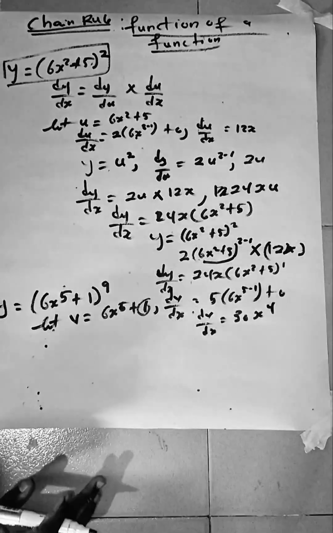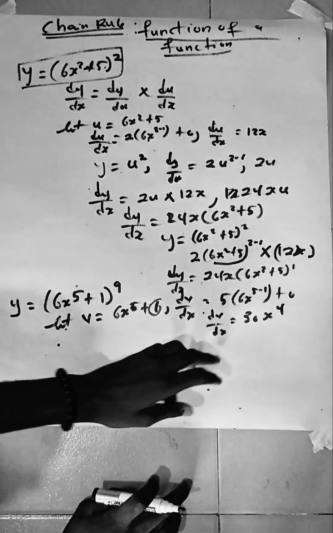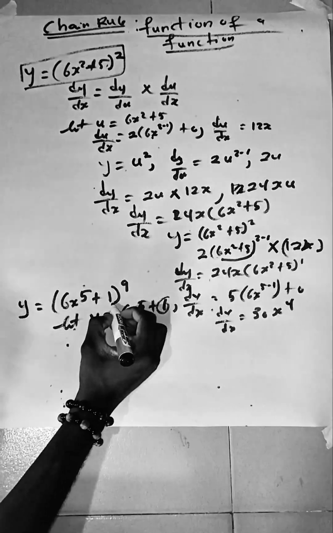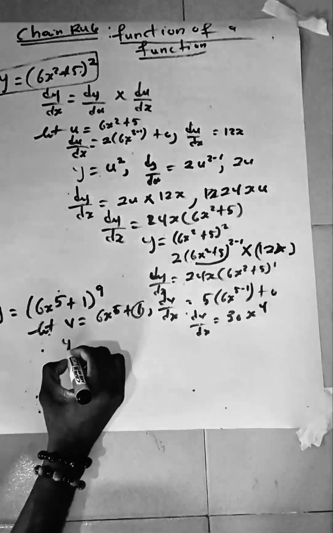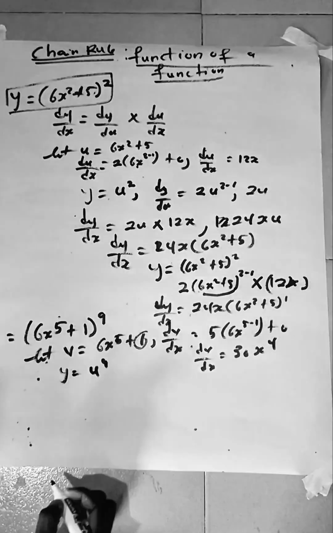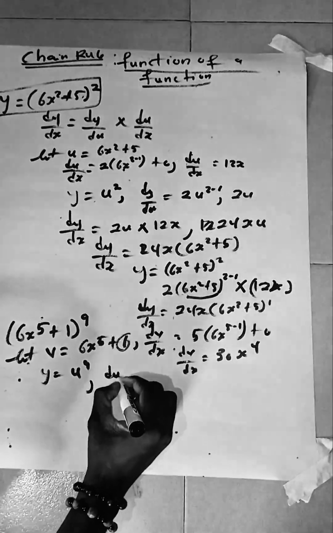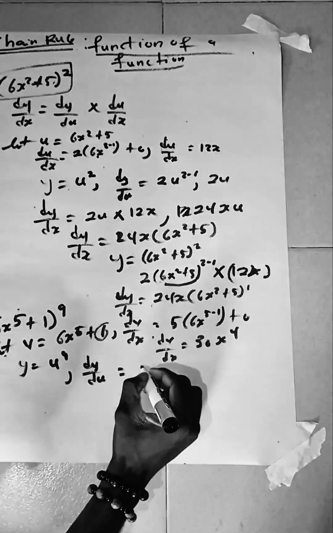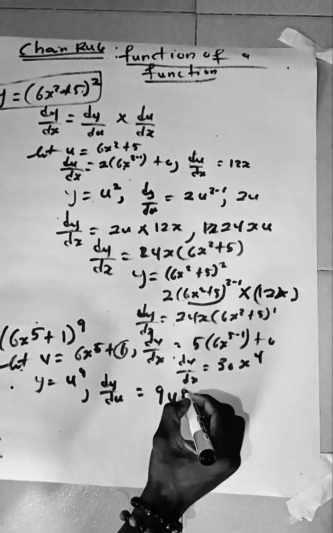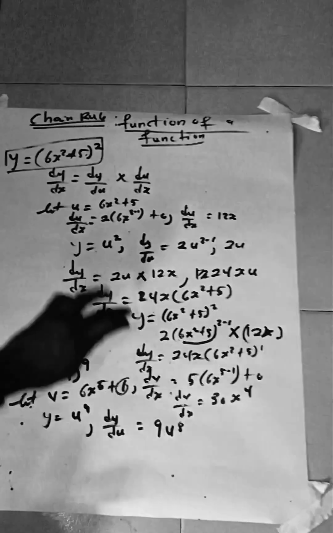So yeah, you understand that. So what do we do now? Since we already set this place to equal u, this function can be rewritten as y equals u raised to the power of 9. So this is easier to differentiate now. Our dy by du is just going to be what? 9 times u raised to the power 8. So now we can plug this into the formula.